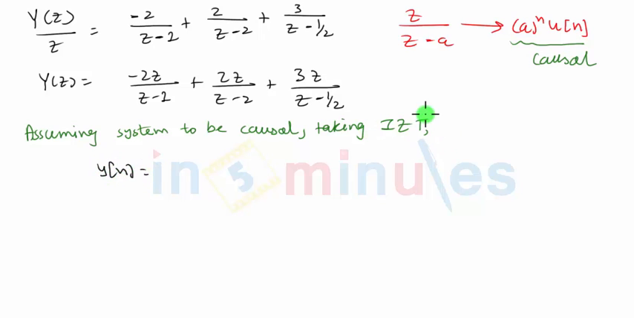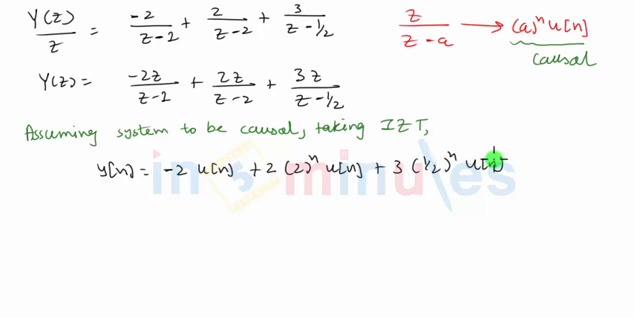So we will take inverse z transform, which is causal in nature. So all these constants will be kept as it is. Minus 2 remains as it is. Z upon z minus 1 is nothing but z transform of u of n. 2 into z upon z minus 2 is z transform of 2 raised to n u of n. And this is 3 into half raised to n u of n. So that's my output y of n. So this is what we were looking for.